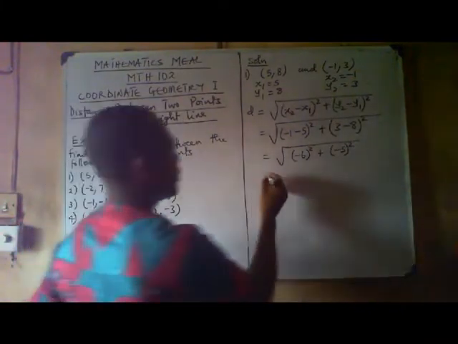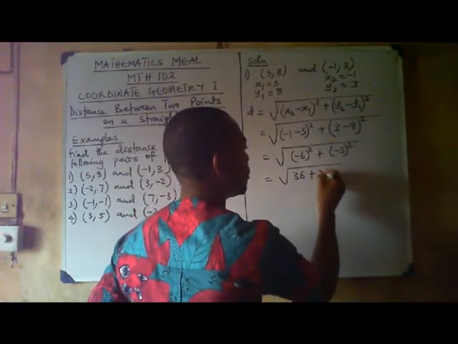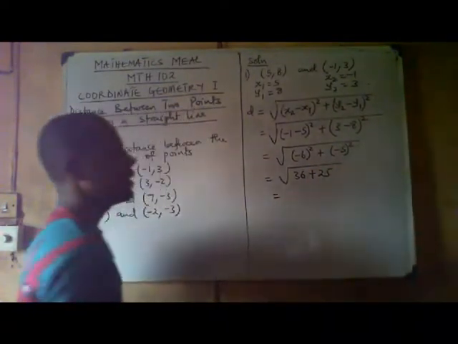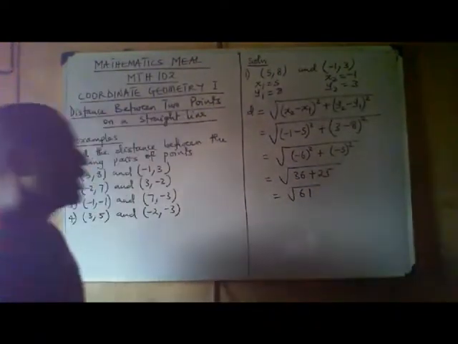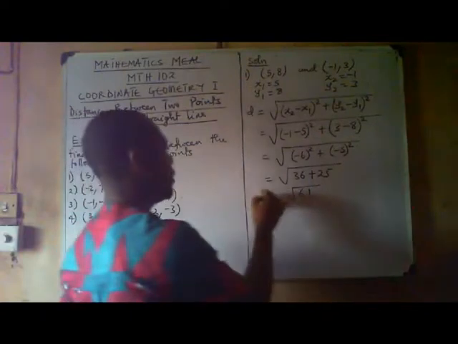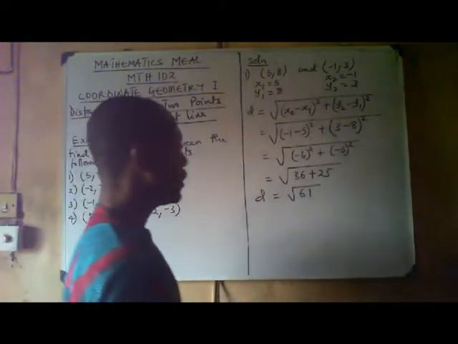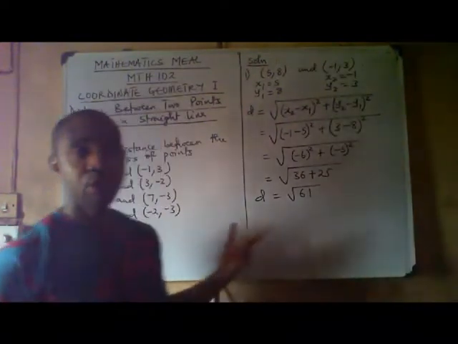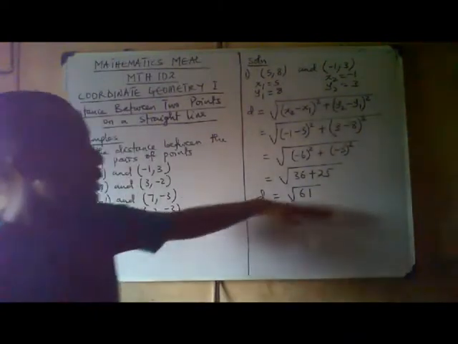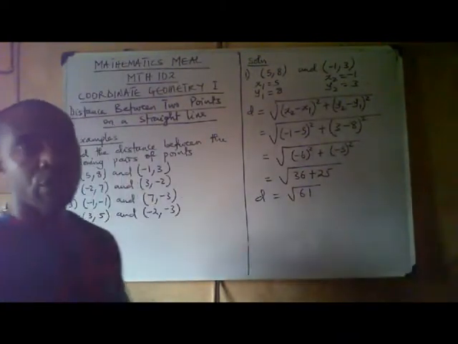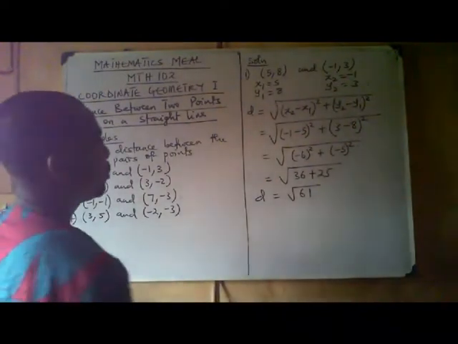So that will definitely give us square root of 36 plus 25, and 36 plus 25 will give me 61. I can leave the answer in short form. Let me leave it as square root of 61. When you find square root of 61, it's going to give you 7 point something, because it's not up to 64. Square root of 64 is 8, so we have 7 point something. So let's leave the answer in short form. Very simple. Let's quickly look at question 2.